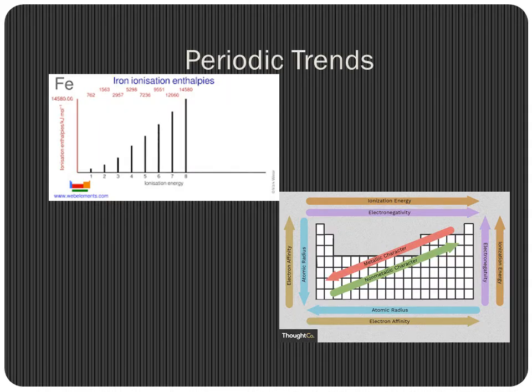When looking at periodic trends, electronegativity, electron affinity, and ionization energy increase moving left to right along the period. Atomic radius increases down and right to left, which is opposite. Iron has the following values: electronegativity 1.83, electron affinity 15.7 kilojoules per mole, ionization energy 7.9 electron volts, and atomic radius 124 picometers.